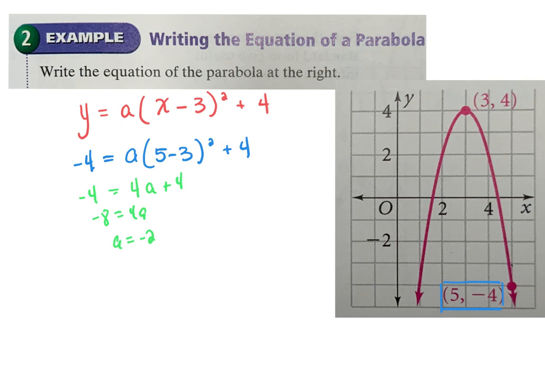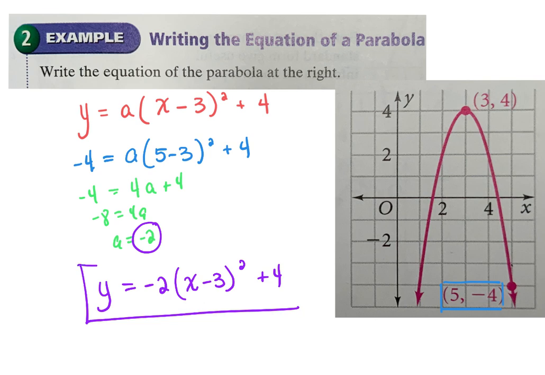And so if they want the actual equation then, plug your a back in and leave your xy alone, right? So we're going to say y equals, we're going to use this a, negative 2, x minus 3 squared plus 4. That is the equation for that graph.